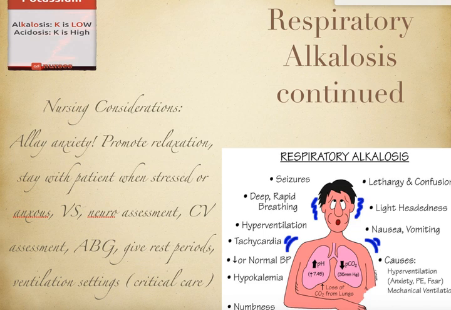Tests, we're going to see an ABG. The pH is going to be greater than 7.45. The PaCO2 is going to be less than 35. With acute, the bicarb is normal. With chronic, the bicarb is going to be less than 22.